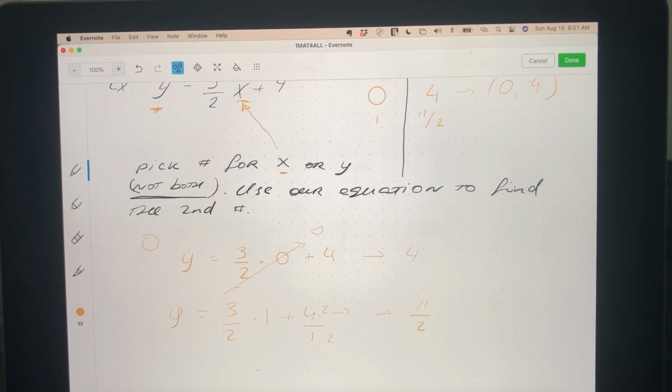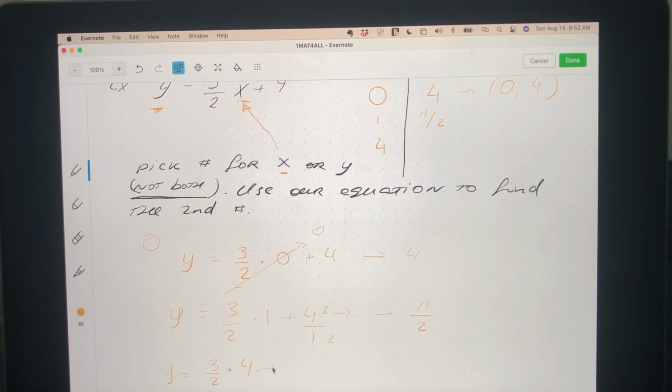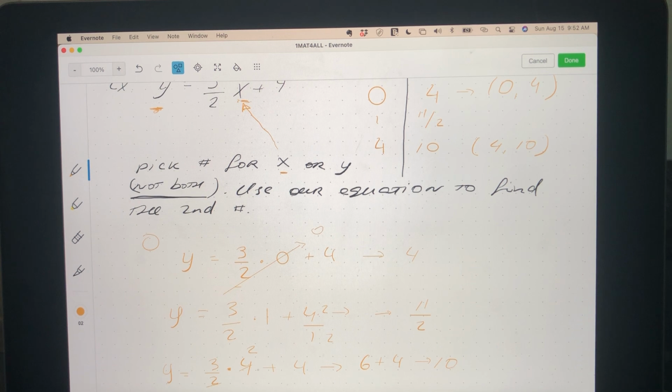For the next point, let us choose 4. So if I have y equals 3/2 times 4 plus 4, well, 2 goes into 4 twice, that makes 3 times 2 is 6, plus 4 is 10, so I have 4, 10. That's the second point, 4, 10. And with these two, I can make a sketch.